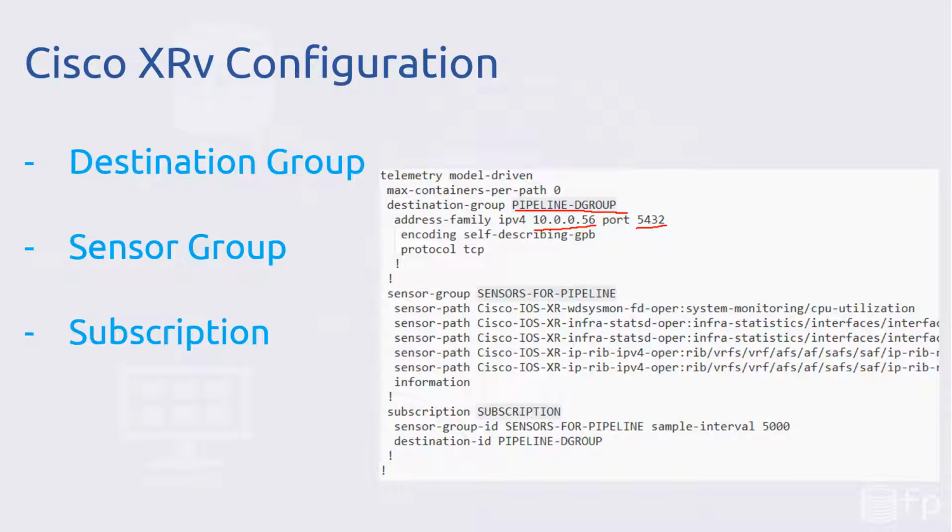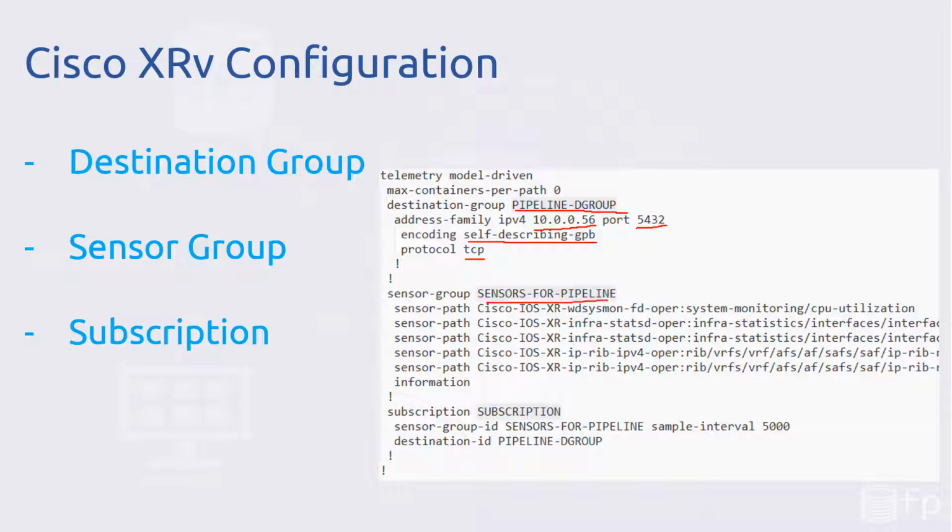Unless this is a dial-in connection, but in this case, this is going to be a dial-out connection. Here you can also specify what encoding you're going to use. In this case, I'm using self-describing GPB, and for the transport protocol we're going to stick to TCP.